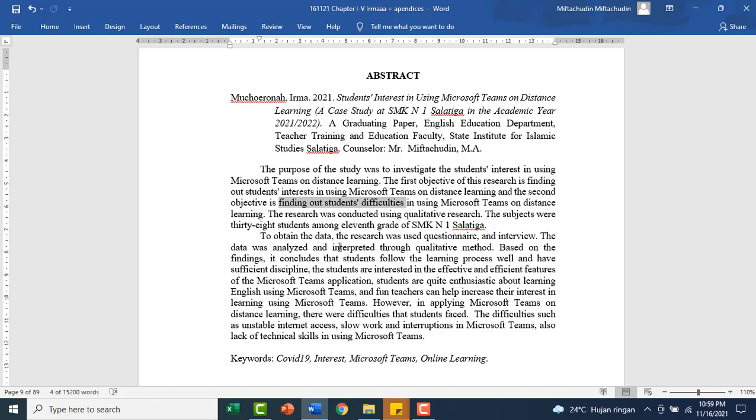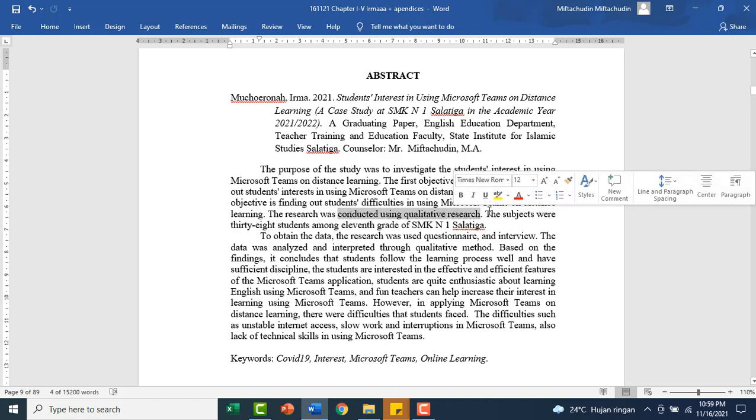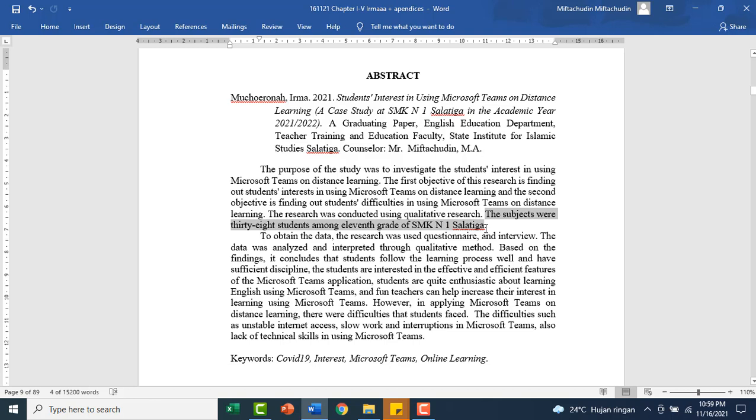And then after that, we can tell the audience about something we have in chapter 3, the methodology, talking about the type of research, qualitative, and then talking about the subject, right? And then talking about the data collection. In this case, we have a questionnaire and interview. And then after that, we can tell the audience, the reader, about the findings.